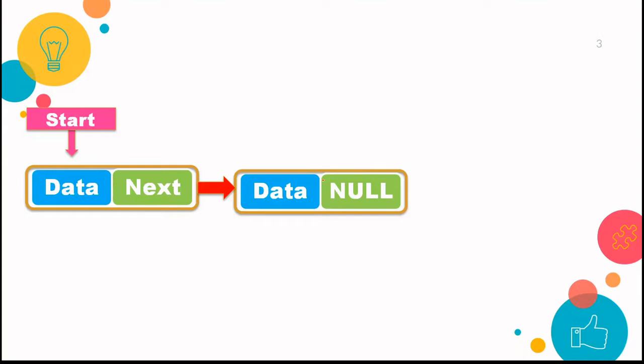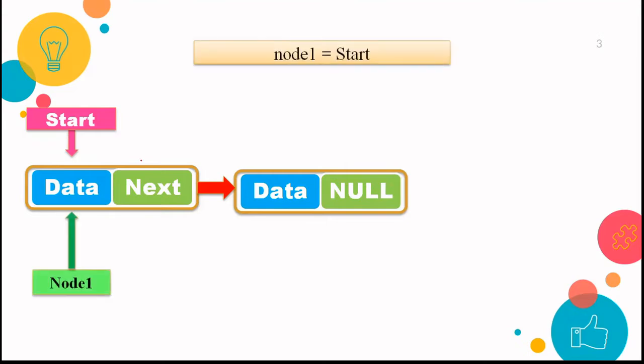And because the second node is also the last node of the linked list, the next part of this node is containing null. It means that it is not pointing to anywhere. And this start pointer stores the address of the first node. Now what we will do is we will take a pointer node 1 which will contain the address of the first node, and then it will keep on traversing until we find a node whose next part will contain null.